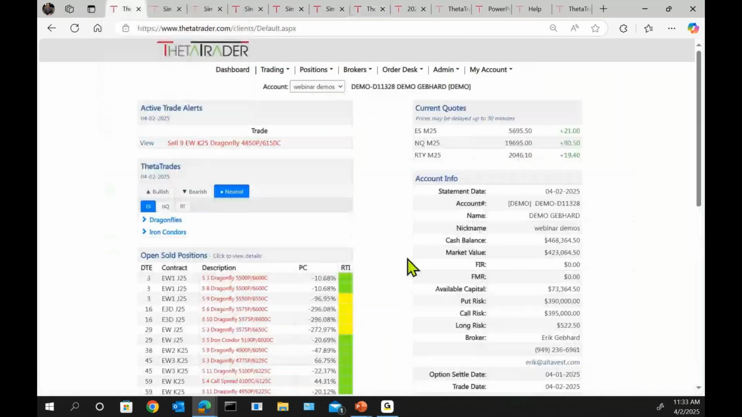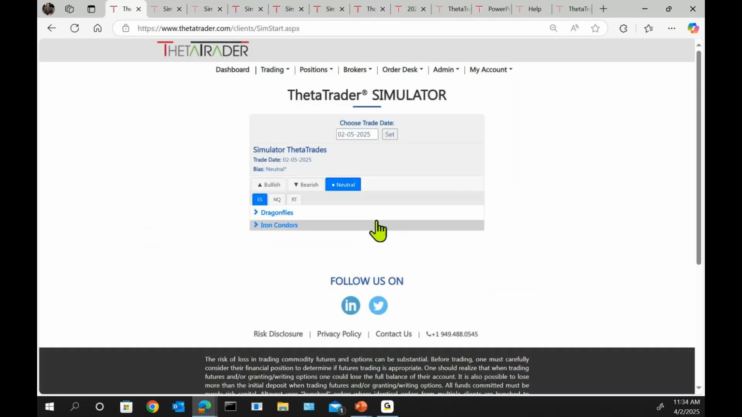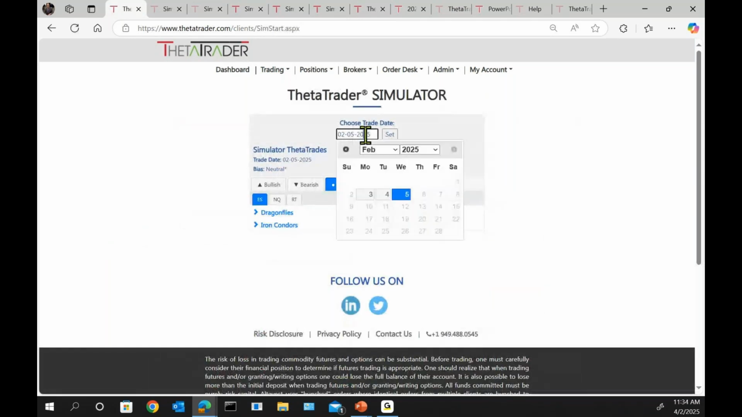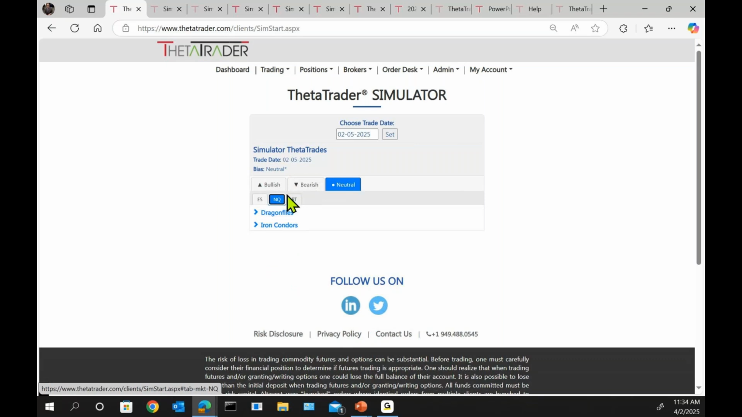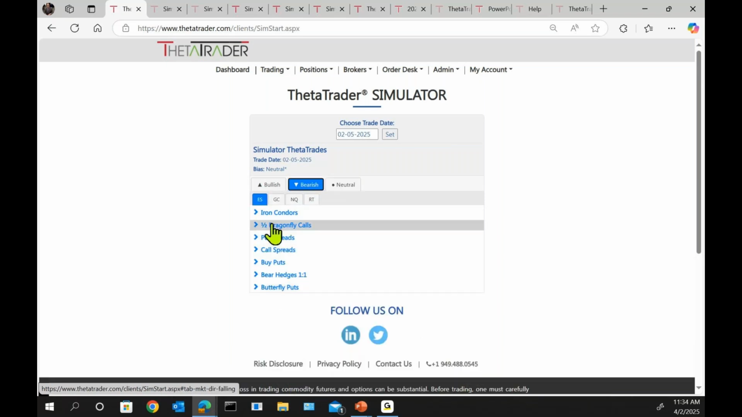So that's how that works with the simulator, and that's available right here. And if you want to take a look at trades going backwards in time, this is basically the calendar that you use here. You can go back a long ways and then pick the month, and then just pick the strategy, pick the market, and then you can see all the different strategies here.